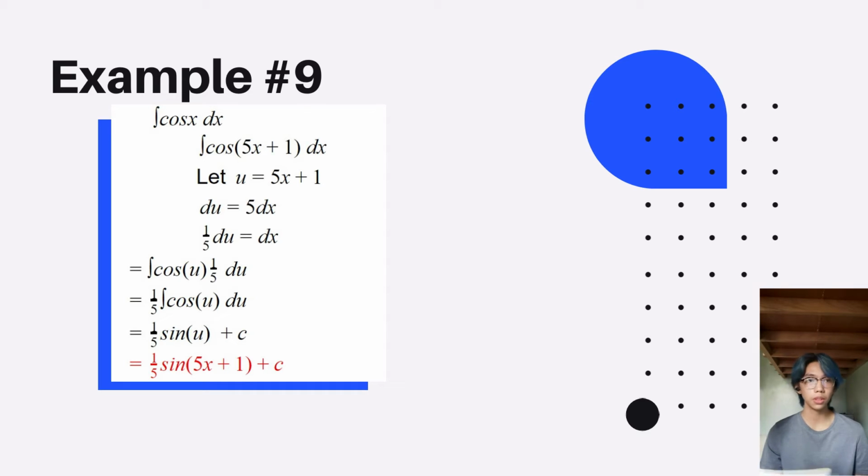And then after substituting it, we're going to get the integral of cosine u times the 1/5 du. And then after taking out the constant, we're going to get 1/5 times the integral of cosine u du. After using the table of integrals, we're going to get the value of 1/5 sine u. And after substituting 5x plus 1 with u, we're going to get 1/5 sine 5x plus 1. After adding a constant to the solution, we're going to get 1/5 sine of 5x plus 1 plus c.